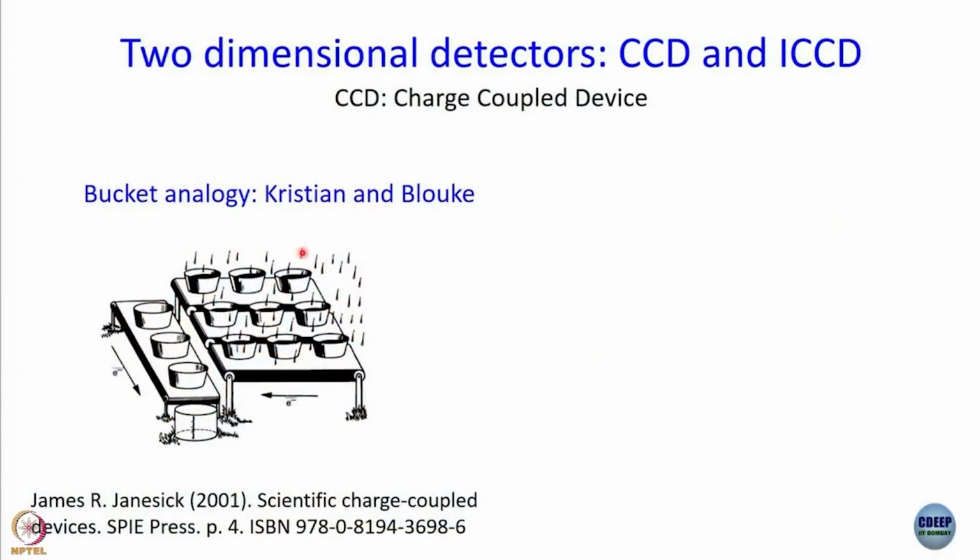And the way a CCD works is a little more complicated. CCD is not something new, by the way. It was, I think, introduced sometime in 1969 or so. But then the technology has evolved. And to understand how a CCD works without going into the math, there is this bucket analogy that Christian and Bloch had proposed very early on.